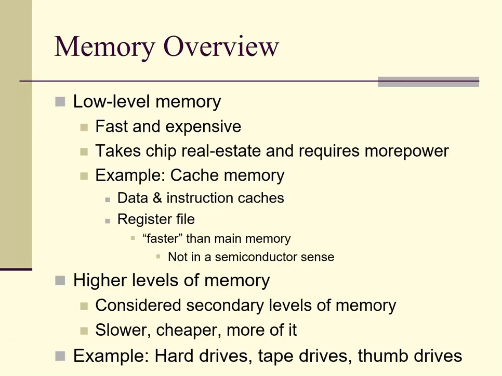So higher levels of memory are considered secondary memory levels. They're slower and cheaper, and there's more of it. Examples are hard drives, tape drives, and thumb drives. And the notion is they're pretty slow relative to semiconductor memory on the IC itself.